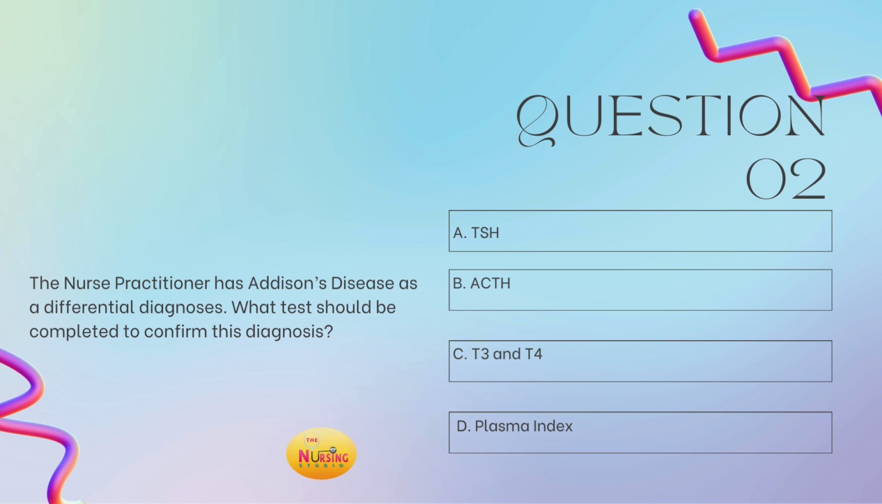All right, so the stem of the question here states what test should be completed to confirm this diagnosis? So we're looking at Addison's as a differential diagnosis. What is one of the gold standard diagnostic exams to confirm a diagnosis of Addison's disease? And the best answer is B, your ACTH, okay? You want to do that for your gold standard.